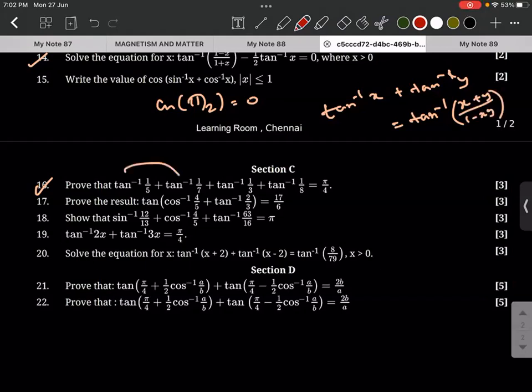So when you combine these two, you will apply tan inverse x plus tan inverse y once. When you combine these two, you will apply it twice. Then you will apply it thrice, and that should be equal to pi by 4.